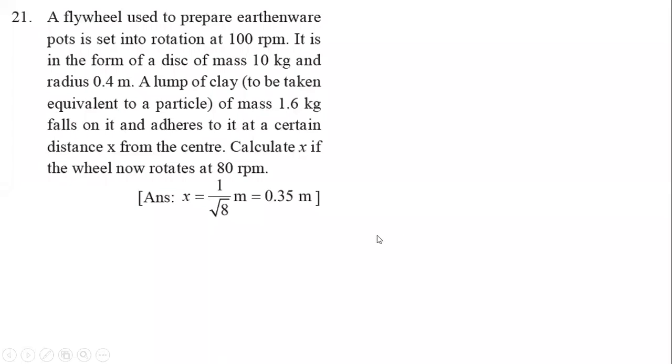Now the next problem we have to see, and it is problem number 21. Let's see what they give. A flywheel used to prepare earthenware pot is set into rotation at 100 rpm. This is the frequency they given. It is in the form of a disc of mass 10 kg and radius 0.4 meter.